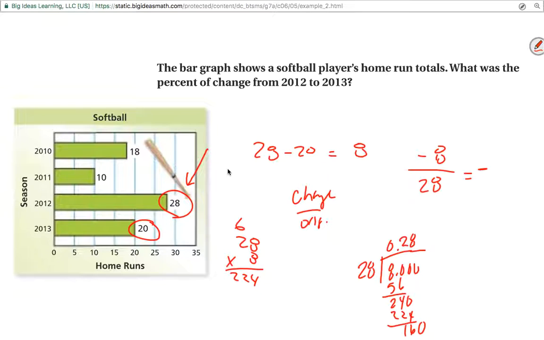28 into 160, check 5. It's 40. 140, there we go. So I got another one, so that's 5 there. So right now we can keep going, but we end up getting a total of 28.5, and keep going on percent. So we have a decrease of 28.5% on that one.